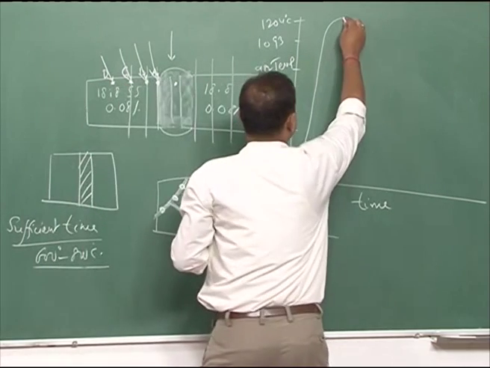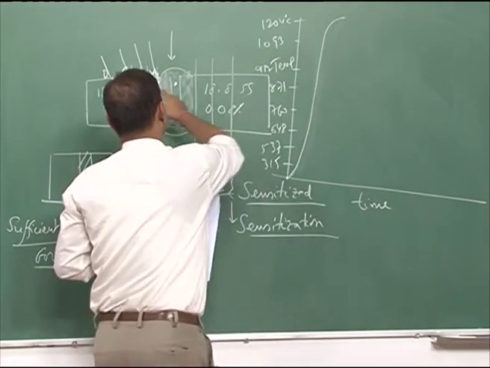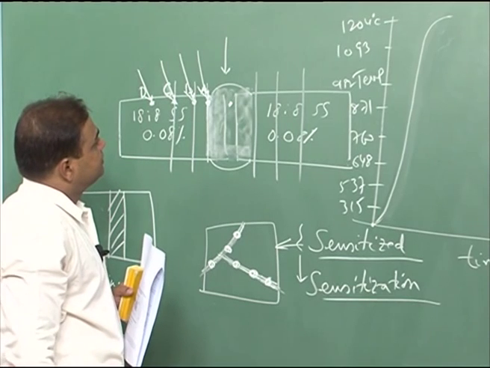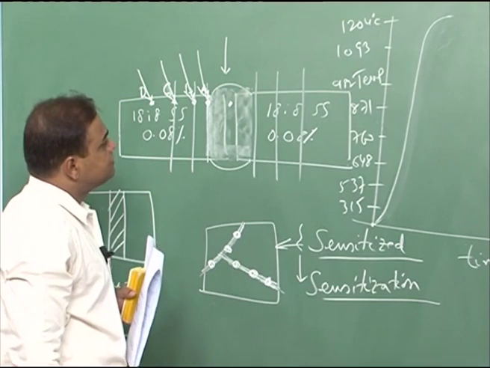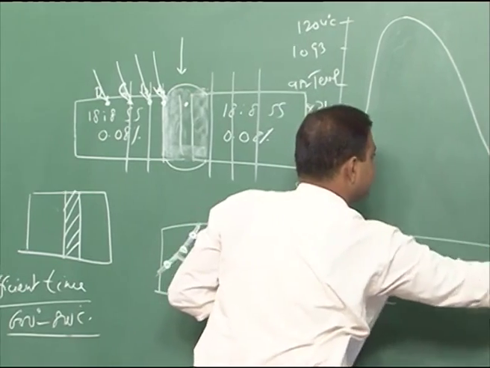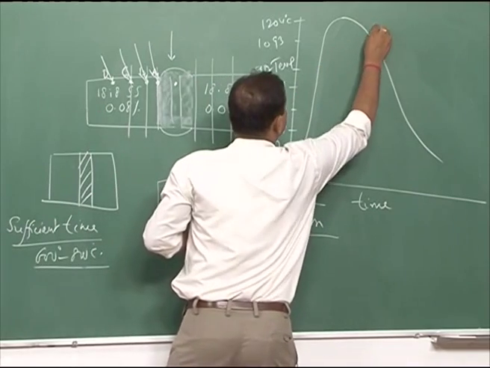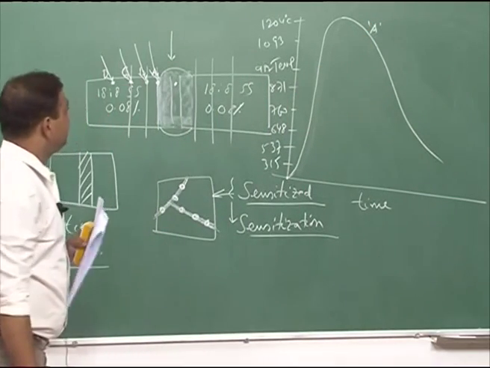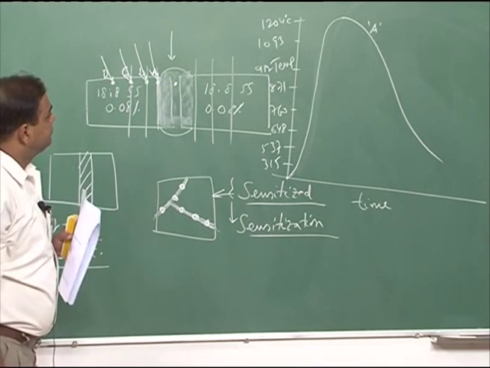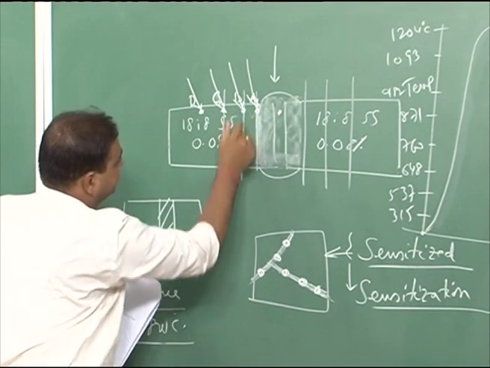Now, when it cools down, since it's at the maximum temperature, this would be at the maximum temperature compared to the other points during the welding process. So, when it cools down like this. Now, let us say this is A, the temperature profile for the thermocouple at point A, which is the boundary between the end of the fusion zone and the start of the heat affected zone.